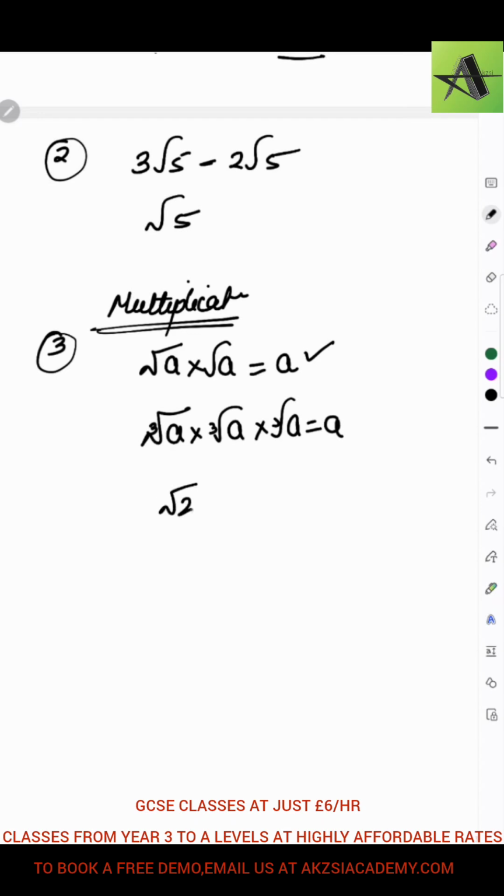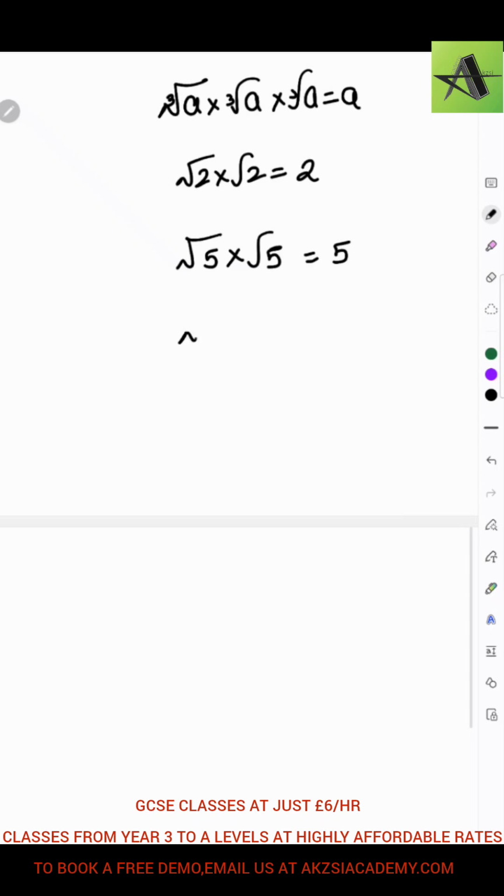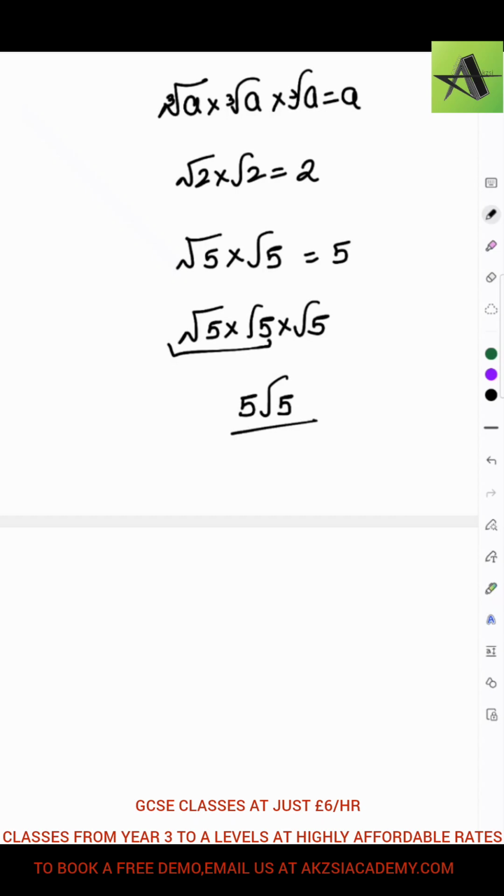So root 2 times root 2, because there is a root and we are multiplying it 2 times, will give me just 2. Similarly, root 5 times root 5 will give me 5. Now, if the multiplication is root 5 times root 5 times root 5, we are multiplying it 3 times. When I multiply it 2 times, it gives me a single 5, and then root 5. We can't do anything more in that case. 5 multiplied by root 5, a number and a surd, will be written like this.